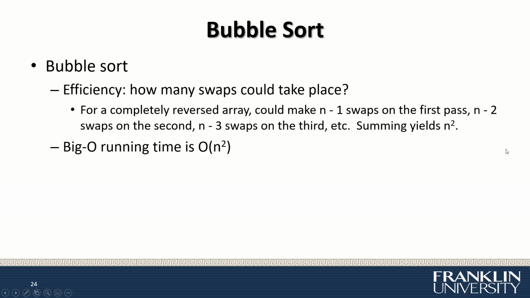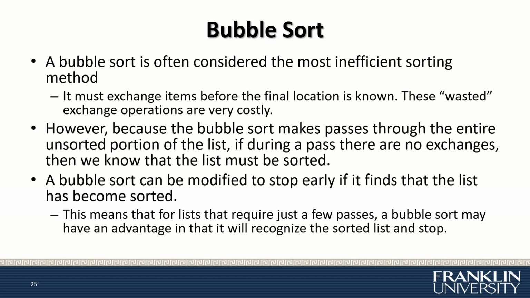So what about the efficiency? Well, you see there is a nested loop. And what do we say about nested loops? With a nested loop, the big O running time is n squared, quadratic. Bubble sort is often considered the most inefficient sorting method. This is the worst of the worst.